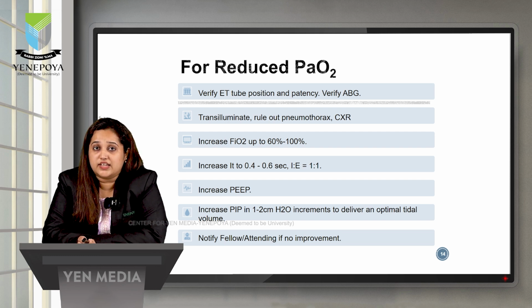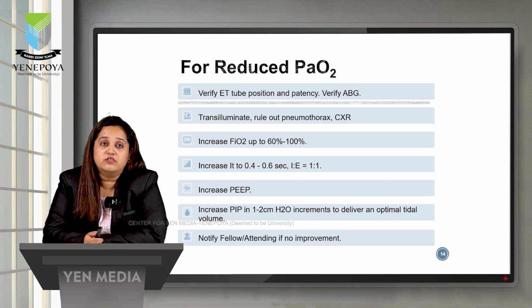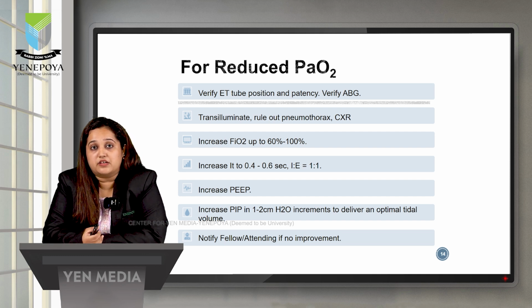Increase the positive end expiratory pressure. You can go up to 10 centimeters of water. Increase the peak inspiratory pressure. By increasing peak inspiratory pressure, what will happen is you can increase the optimal tidal volume delivery. If you can optimize the tidal volume delivery, it will help in better oxygenation.